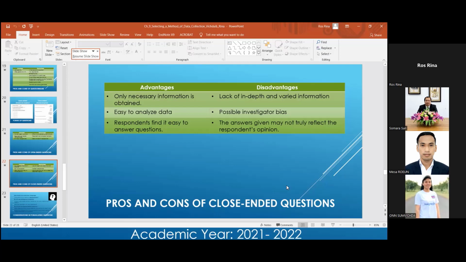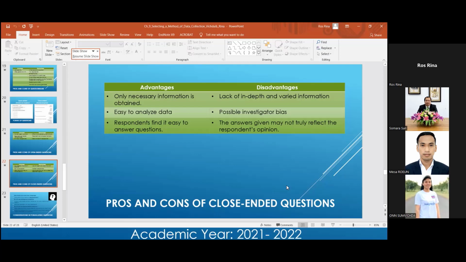And about the disadvantages, it lacks in-depth and varied information. So the respondent cannot give the answer in their own ideas or their own words. And they cannot give varied information because the answers are already set up for the respondent to choose.